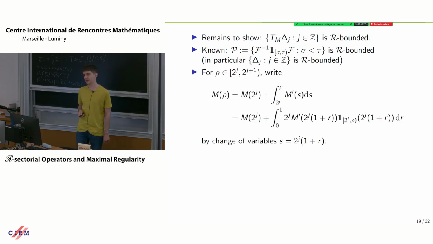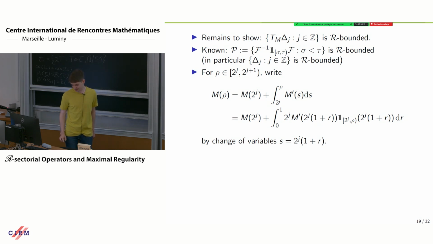And yeah, so now the next step is for some rho in this interval, we write m of rho via the fundamental theorem of calculus as m of 2 to the j plus this integral over m prime. And now we apply some change of variables to transform this integral into an integral from 0 to 1. And yeah, then we get the following. You might already notice where the two conditions for Mikhlin now might pop up. So here this will be roughly the m of rho, and this will be something like rho times m prime of rho. So it already looks a bit like that.